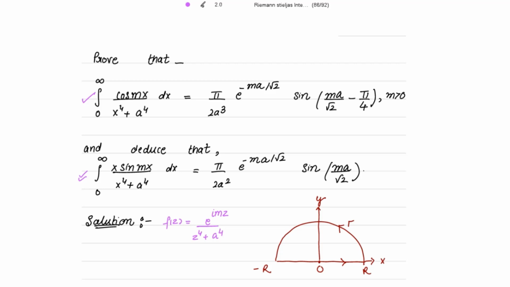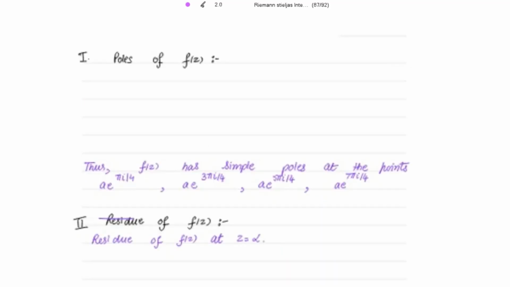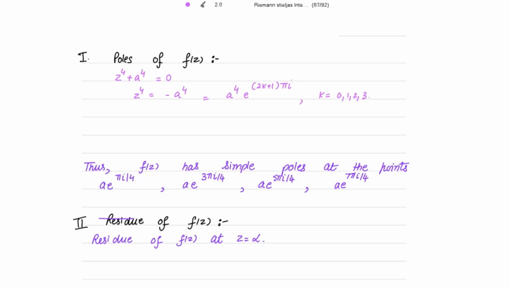How to find the poles? Just take the denominator equal to 0 and find the value of z. Those points are the poles. Put the denominator equal to 0: z to the power 4 plus a to the power 4 is equal to 0. Then z to the power 4 is equal to negative of a to the power 4. And I know that negative 1 is nothing but e raised to the power (2k plus 1) pi iota. This I have already explained in the previous video, where k is 0, 1, 2, 3. Why up to 3? Because I have the power 4 here.